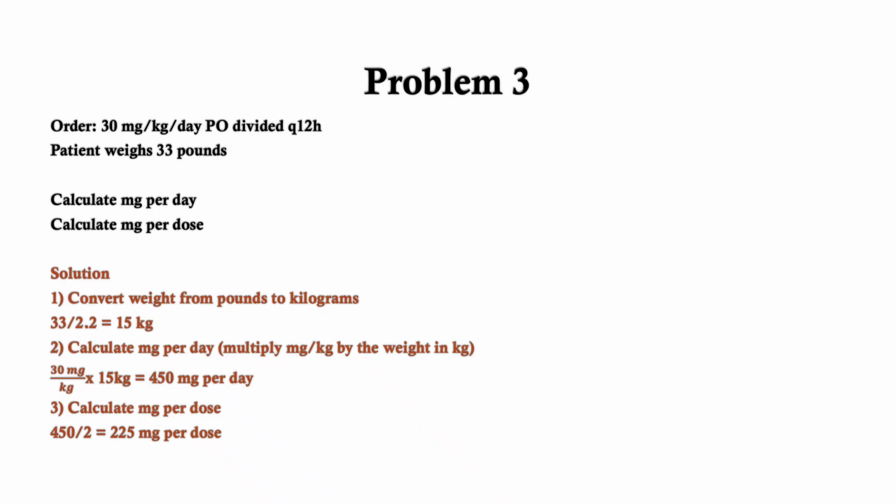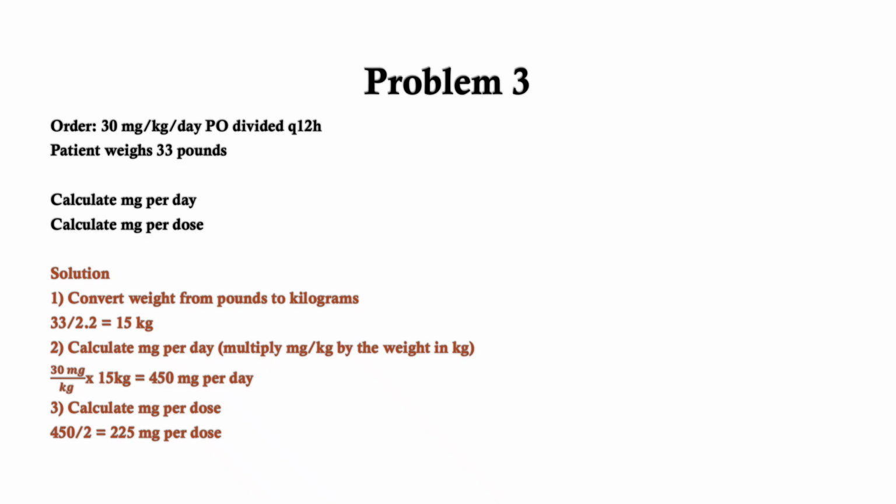Okay, now the weight is given in pounds. So the first step again here is to convert that weight from pounds to kilogram. And how do we do that? We're going to divide by 2.2, so that weight is 15 kilogram. Now, the next step is to calculate milligram per day. And remember, for that step, you're going to multiply milligram per kilogram by the weight in kilogram. So here we have 30 milligram per kilogram times 15 kilogram, and that's going to be 450 milligrams. So in this case here, the 450 milligram is the daily dose, is per day.